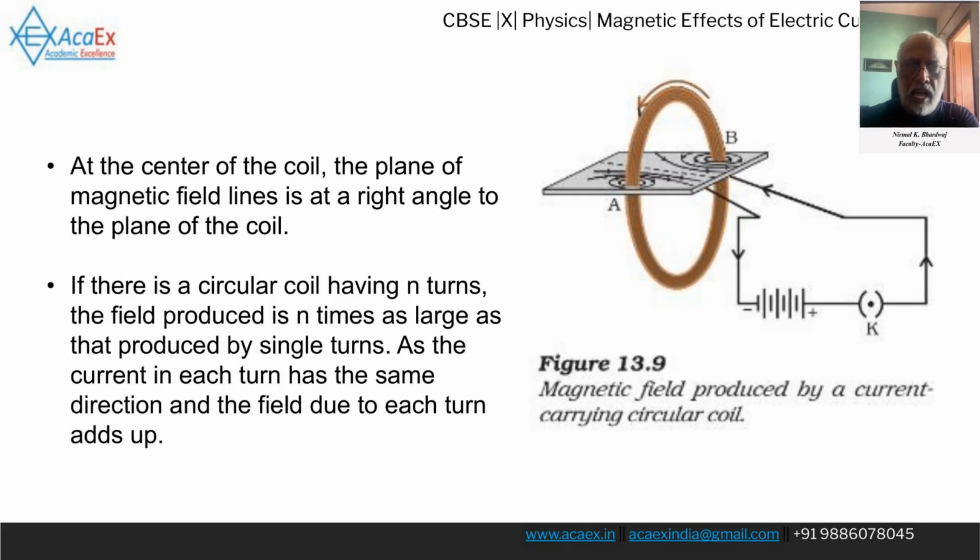More properties of the magnetic field in a circular loop. At the center of the coil, the magnetic field is perpendicular to the plane of the coil. If the circular coil has n turns, the magnetic field produced is n times stronger than that of a single turn, because the fields from each turn add up.